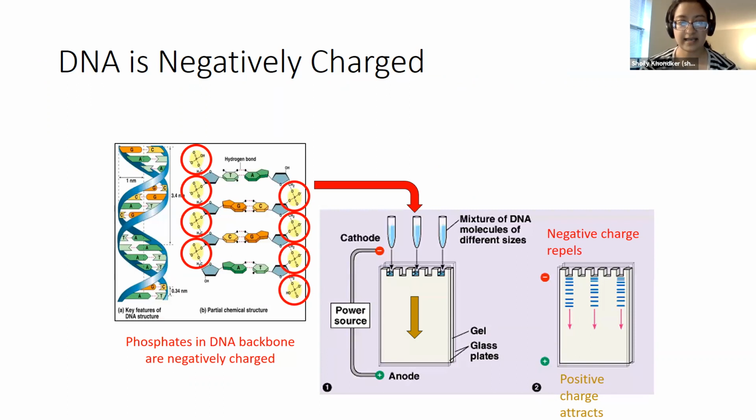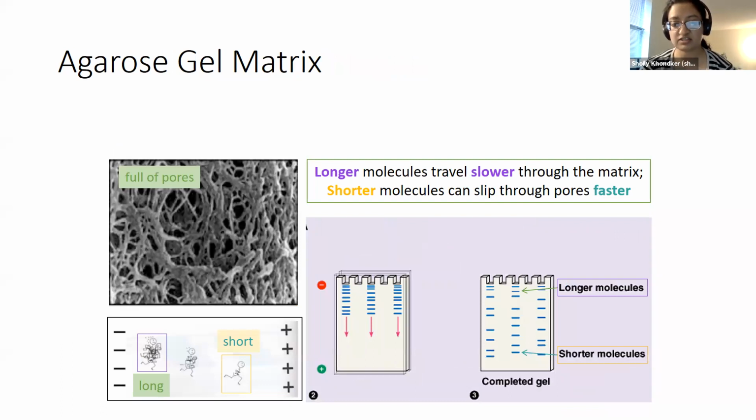And again, because DNA is negatively charged due to the phosphates in the backbone, it's able to run from the negatively charged cathode at the top, at the front end of the gel, to the positively charged anode at the bottom of the gel. And because of the agarose matrix, the smaller fragments of DNA will pass through the pores in the agarose faster than the larger molecules of DNA, and that will separate the DNA by size.